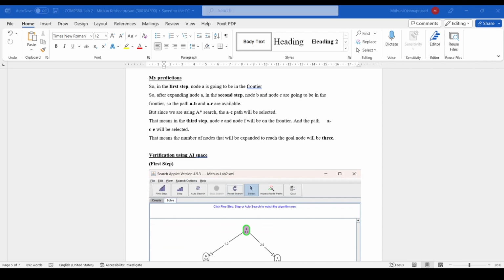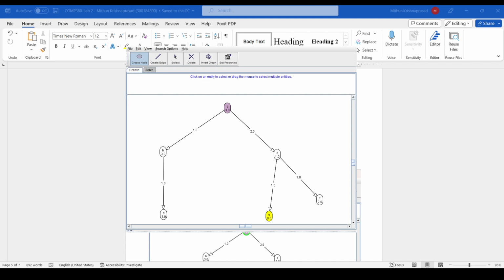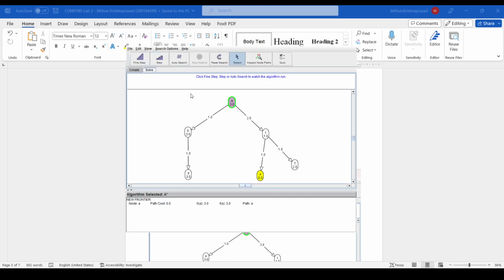This is the goal node, and I'm going to run a quick simulation. Let's say I switch into the solve tab, and this is the first step. I've already set the search algorithm to A star. If I do the first step, the frontier was A, and now it's B and C. Since this is an A-star search, it is going to expand along this path. Let's say I do it one more time. This is what we get. So it's 3 nodes expanded.